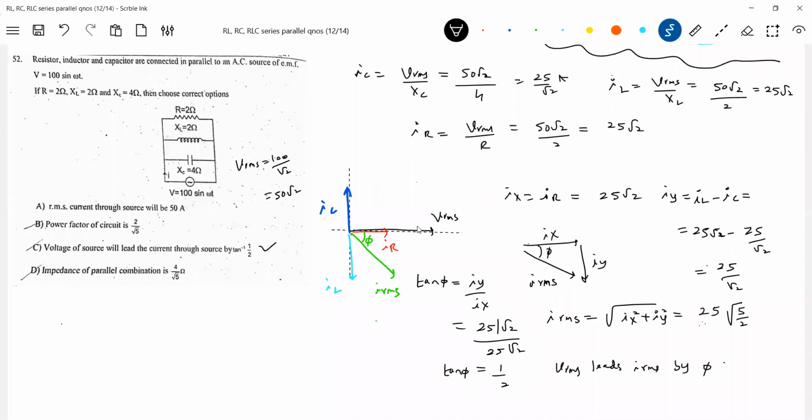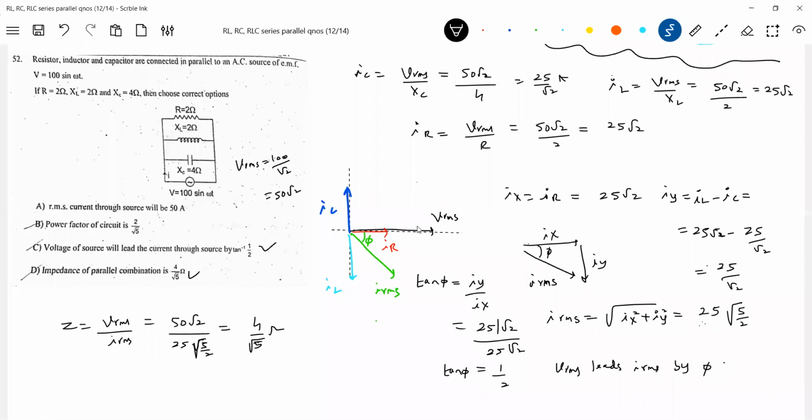Let's calculate the impedance. What is the definition of impedance? Impedance equals VRMS by IRMS. VRMS is 50 root 2, IRMS is 25 root 5 by 2. So 4 by root 5 ohm. This is the impedance.